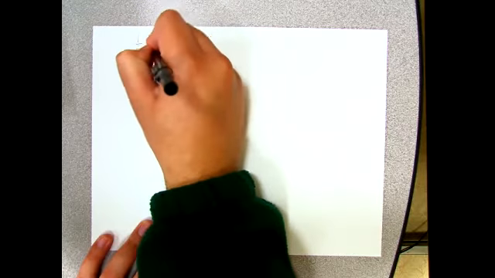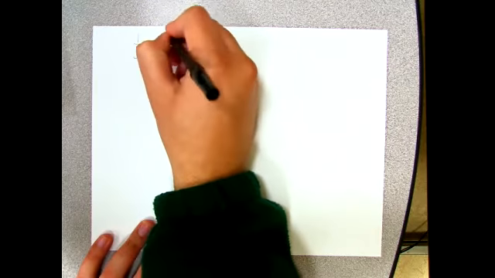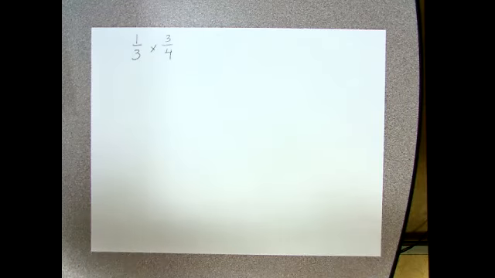I'm going to go ahead and show you how to do fraction multiplication using a model with rows and columns, as well as shading in. So here we go. I'll give you guys a problem here to follow along with me. I'll do 1/3 times 3/4. So 1/3 times 3/4 is our problem.